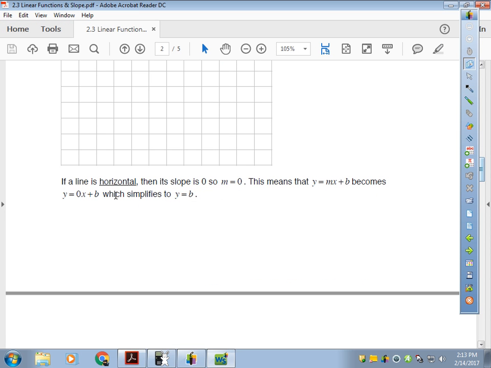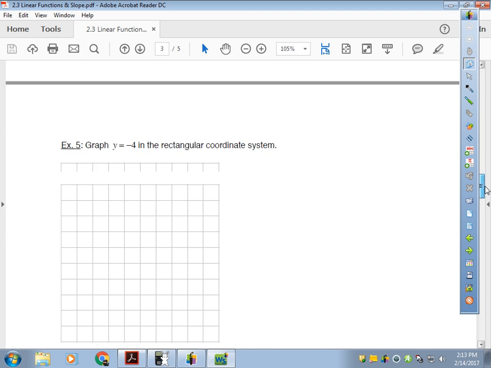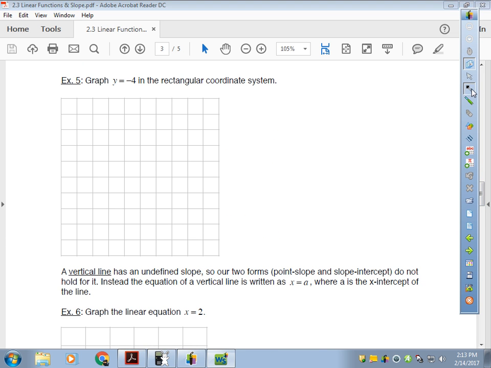All right. Next thing, horizontal lines. If you have a horizontal line, then its slope is 0, which means m equals 0. When you plug that 0 in for m, 0 times x becomes 0. 0 plus b just becomes b, and so you just get an equation, y = b. So anytime you see something that's just y equals a number, you're getting a horizontal line. And so let's look at an example of that.